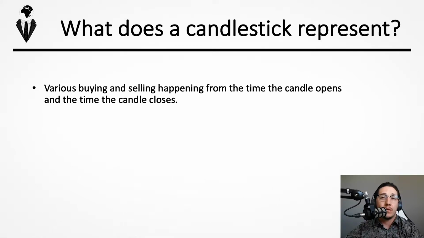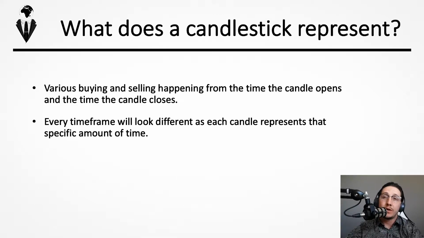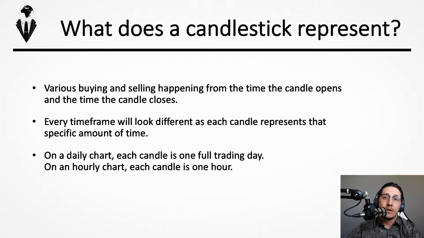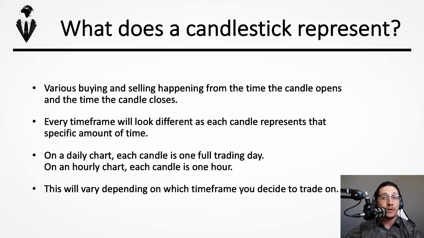Candles on the chart represent various buying and selling that is happening throughout the open and the close of that candle. So each time frame will look different as that candle represents that specific amount of time on the chart. If you're looking at a daily chart, that one candle will represent one full day of trading. On an hourly chart, it will represent 1 hour of trading. So this will depend on the time frame that you're trading on, but if you're on an hourly chart, 24 of those candles will represent one full day of trading.